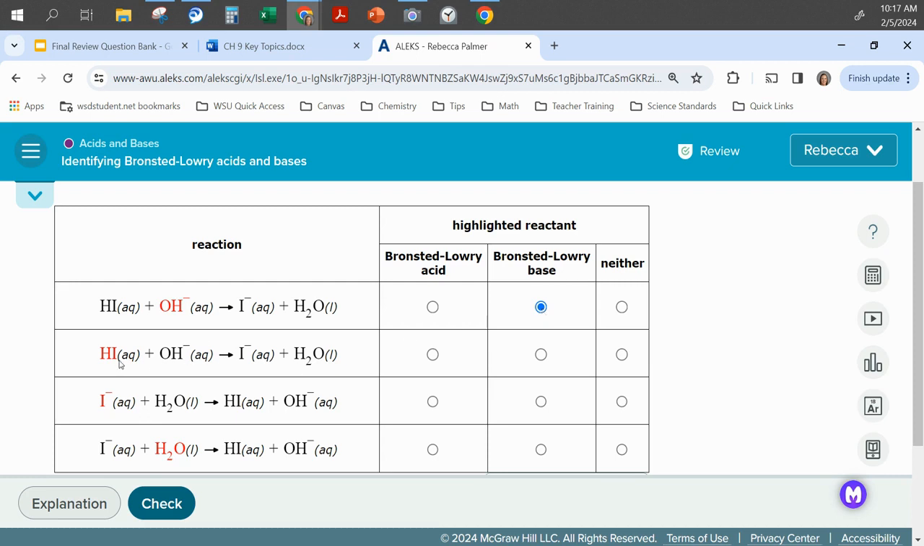Okay, next one. This is the same reaction. We're just looking at where it started, where it ended, and what happened. So it started as HI. Now it has I⁻. So it gave away the proton, the H+. So it's the acid. If it gives it away, then it's the acid.